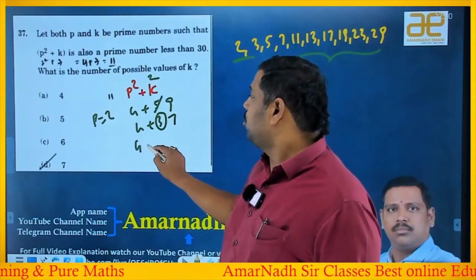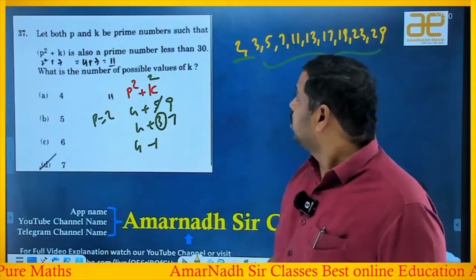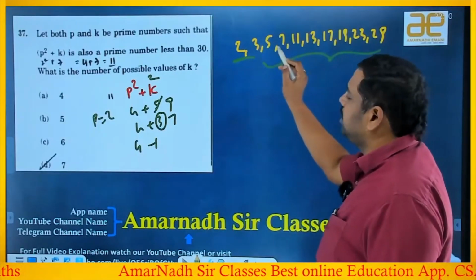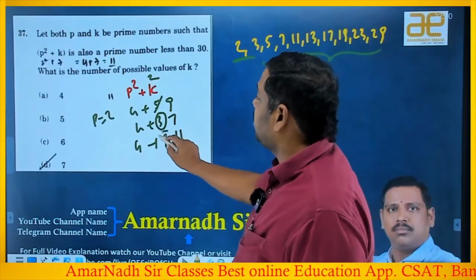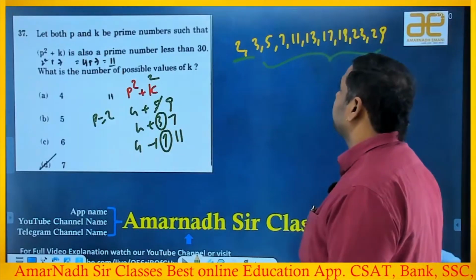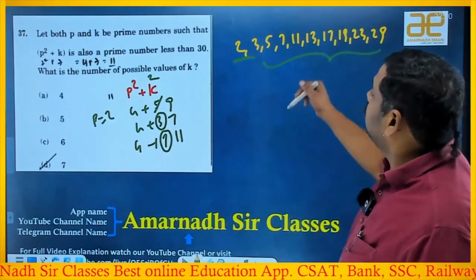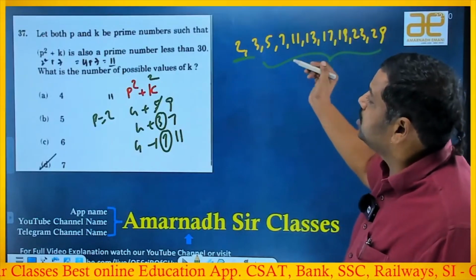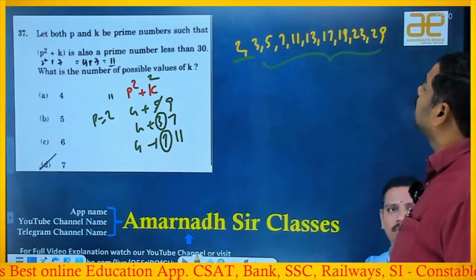So if it is 4, I'm checking only with 2. 3 verified, 5 verified. Now 7. 4 plus 7 is 11. Yes, it's a prime number. So I can take 7 also. Okay. Next one. So both P and K are prime numbers such that, okay, good. So next one.